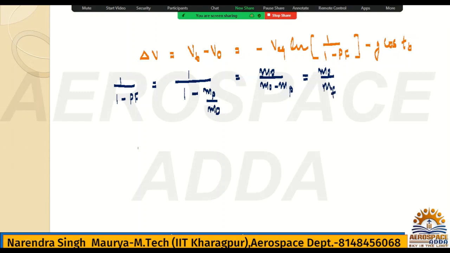MF is nothing but final. Final means the mass of the system after operation, the mass of the rocket after operation. Before operation M naught, after operation MF. After operation MP will be reduced. Why? Because the propellant has been burned. Also, in a few books you may get MB. MB is called the burnout mass of the vehicle after all the propellant is consumed.